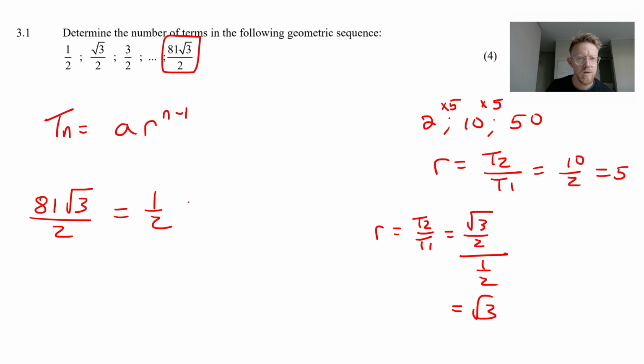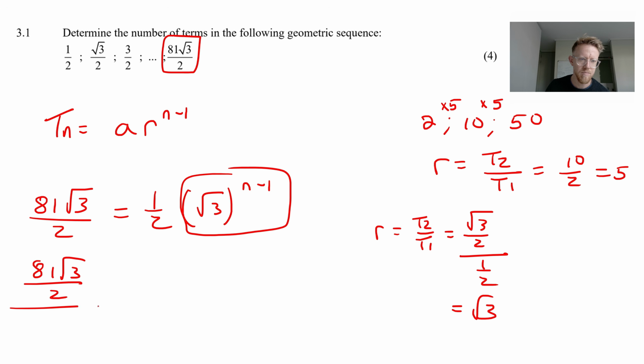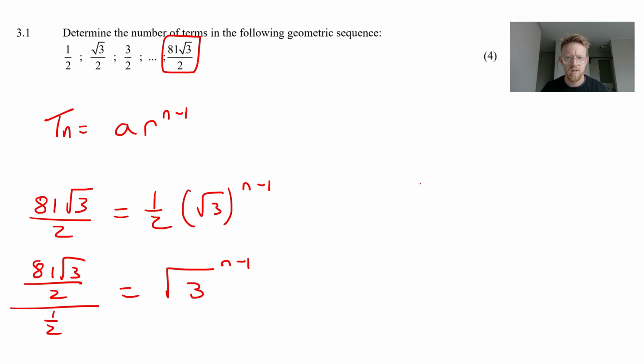So we're going to go square root 3 and then to the power of n minus 1. Okay, so this part here is stuck together, so you cannot separate that from each other. But this half, we can take that to the left. So we can divide this by a half. Okay? And then what you end up with is just this on the right. And so on the left, you're going to end up with 81 square root 3. And on the right, you're going to end up with square root 3 to the n minus 1.